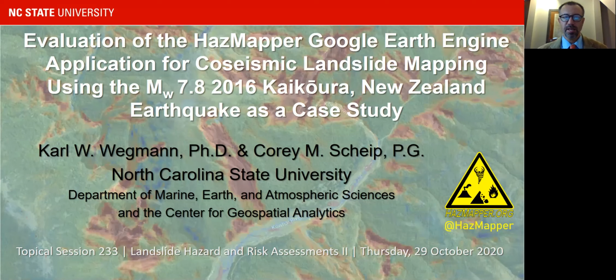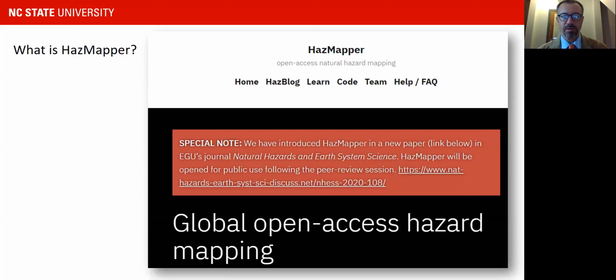First, I want to introduce HazMapper, and then we'll use it to look at coseismic landsliding from the magnitude 7.8 2016 Kaikōura, New Zealand earthquake. So first, what is HazMapper? HazMapper is a Google Earth Engine application, as I mentioned. It's an open access application for natural hazard mapping.